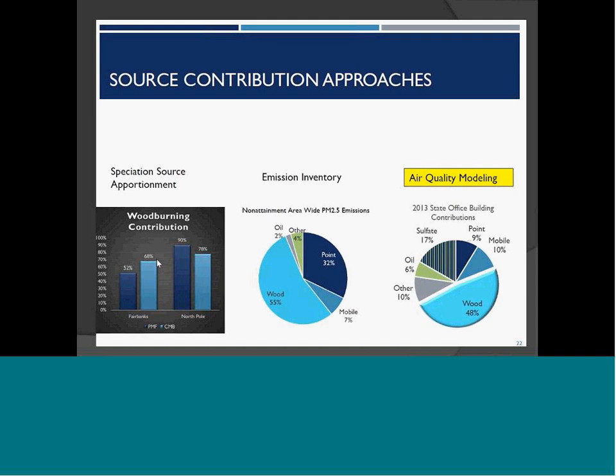So, the emissions inventory, if you added it up between Fairbanks and North Pole, would Fairbanks just be heavier on the point, lower on wood? Correct. Okay.